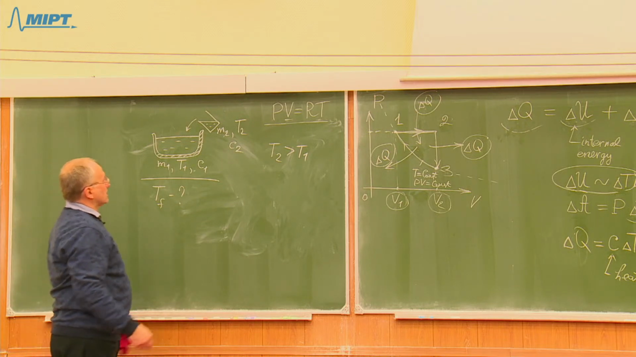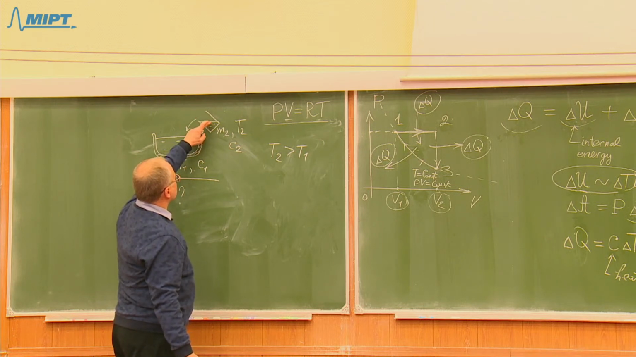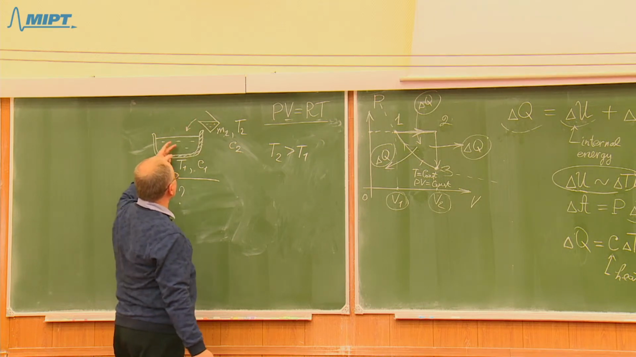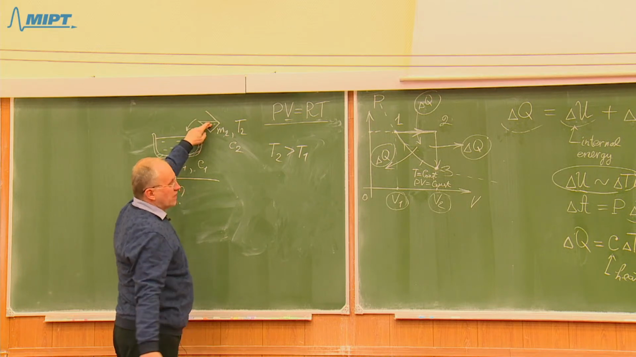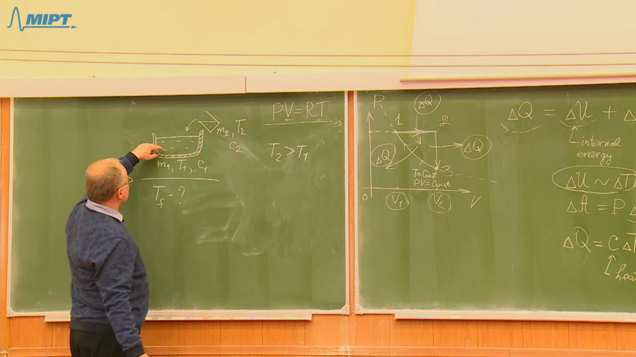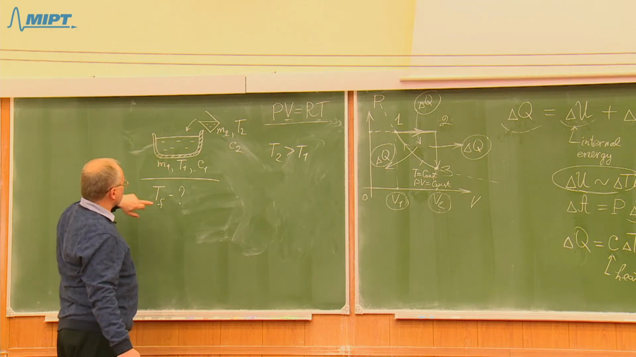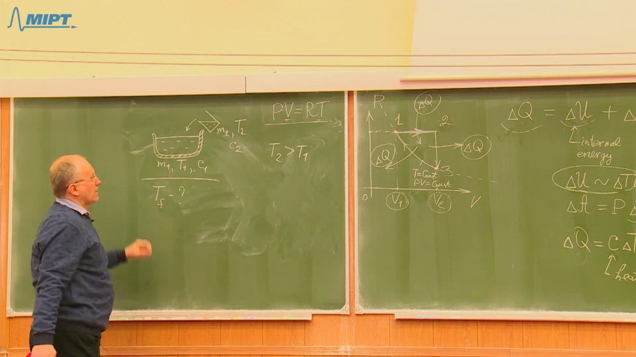In this case, it's obvious that the second liquid, which is being poured into the vessel, will cool down to some final temperature, and the liquid in the vessel will have to increase its temperature. It will have to be heated up to the final temperature Tf.